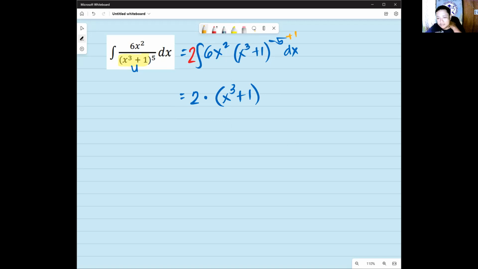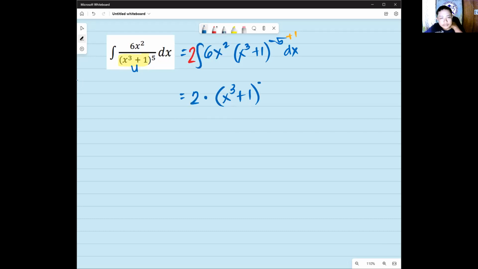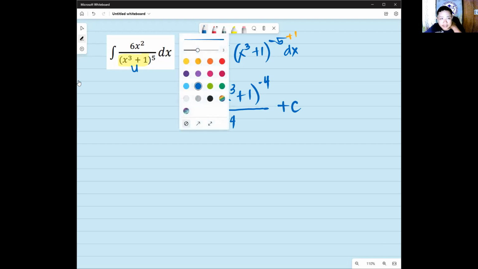It becomes, type the answer in the chat box, please. Negative 4. Very good. So now we will have here negative 4. And remember, whatever is in your denominator, it's in your numerator, copy it and put it in the denominator. Negative 4 as well. And never, ever forget the plus C. Okay?